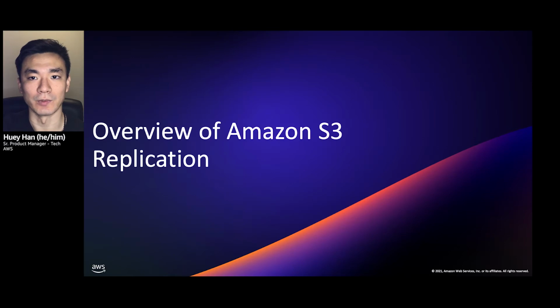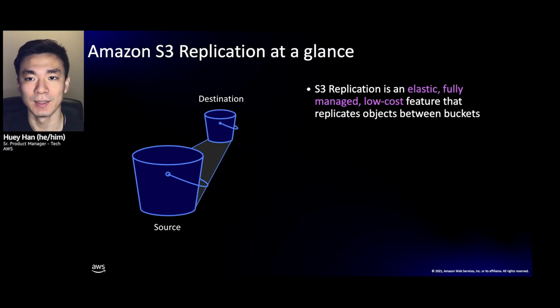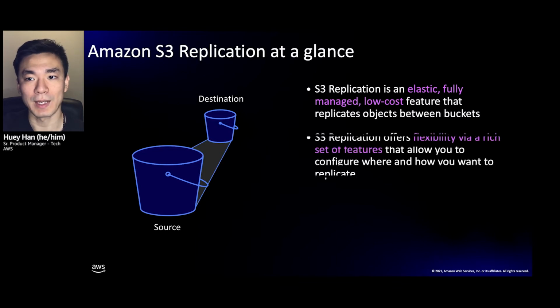Awesome. So first, let's take a look at an overview of Amazon S3 replication. S3 replication is an elastic, fully managed, low-cost feature that automatically replicates objects between buckets. Replication offers a ton of flexibility via a very rich set of features, which we'll go over in a bit. And these features allow you to configure wherever and however you want to replicate.